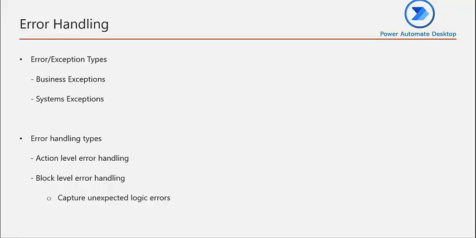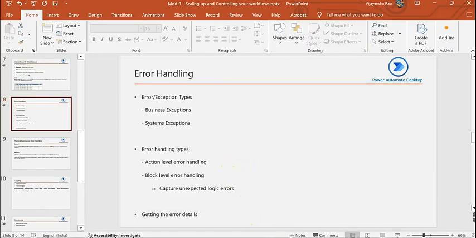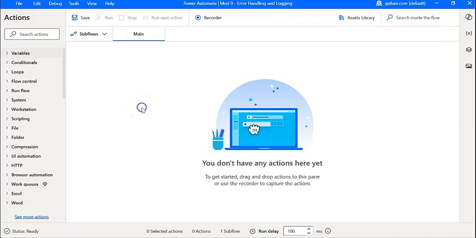So let's take a look at how to handle these errors or exceptions. PAD gives us two types of error handling. One is called action level error handling and another one is block level error handling. Let's check out both of them in action. At first we'll take a look at action level error handling.